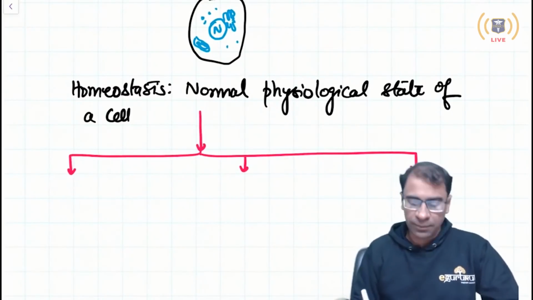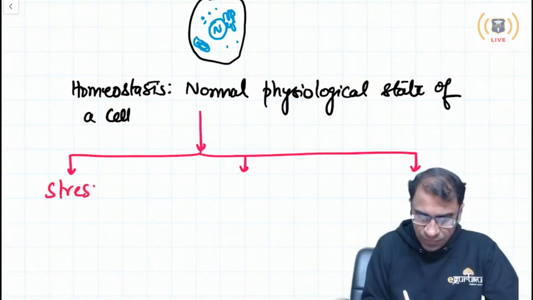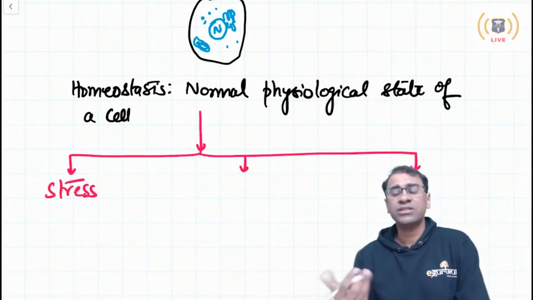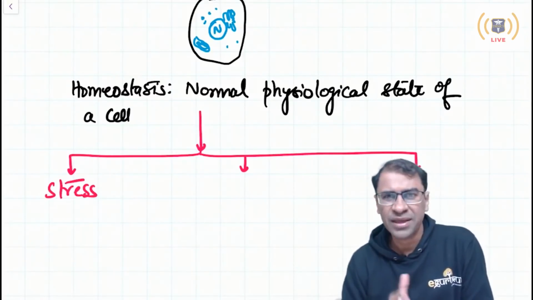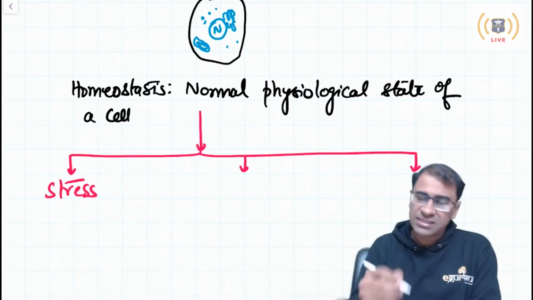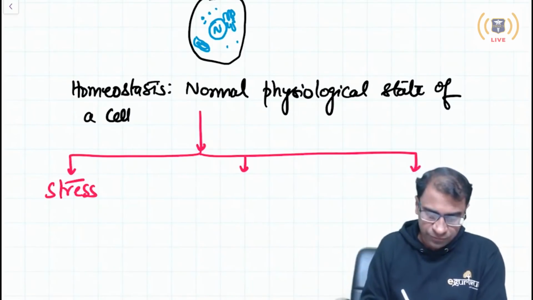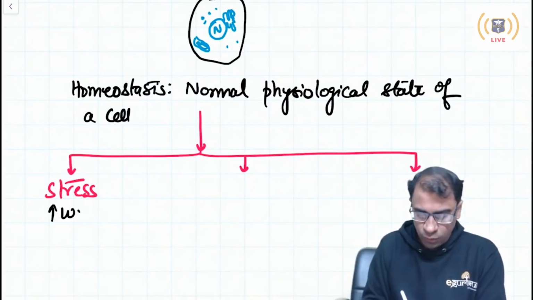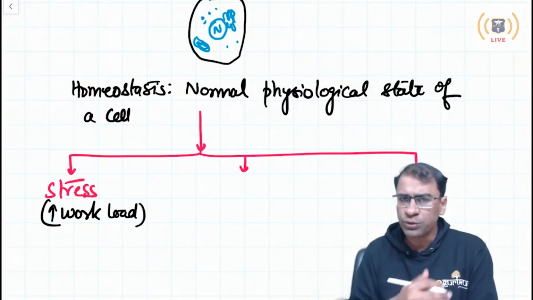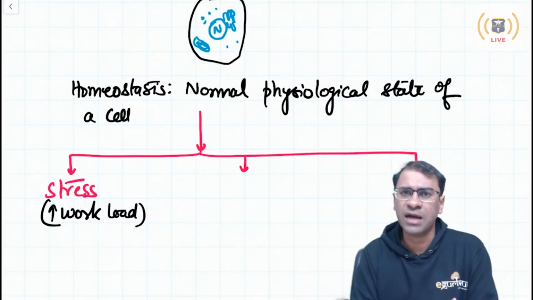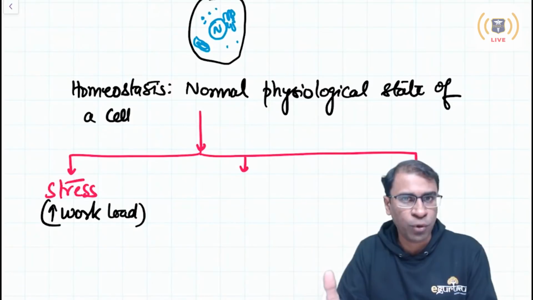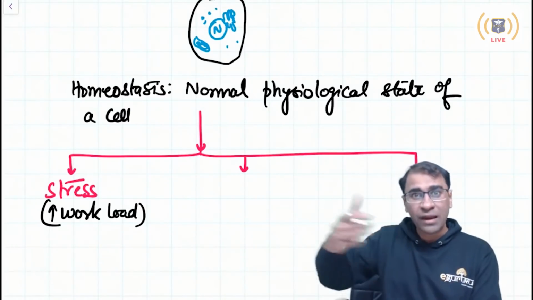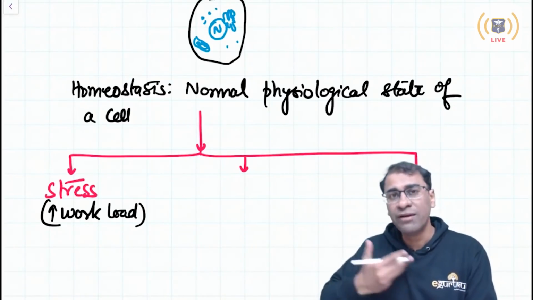The first of them can be if a cell undergoes any form of stress. Now you might be asking, sir, what is stress? How can a cell undergo stress? Sometimes a cell can undergo stress in the form of increased workload. Suppose you have an MBA exam, what do you do? You study from 1 hour a day to 10 hours a day. So you are increasing your workload.